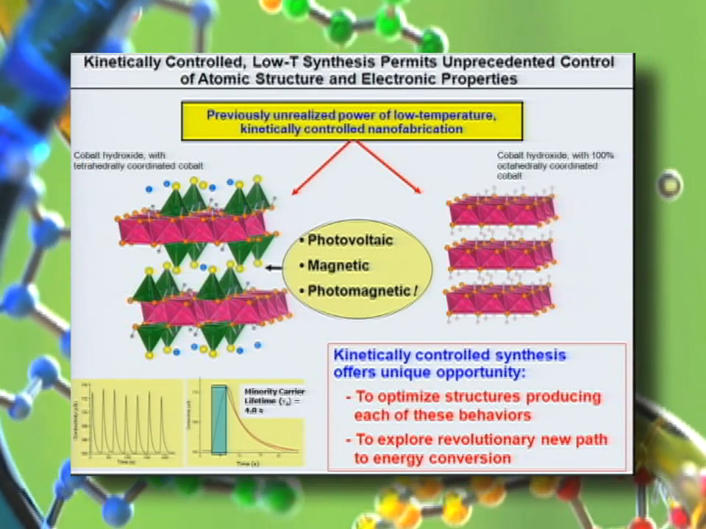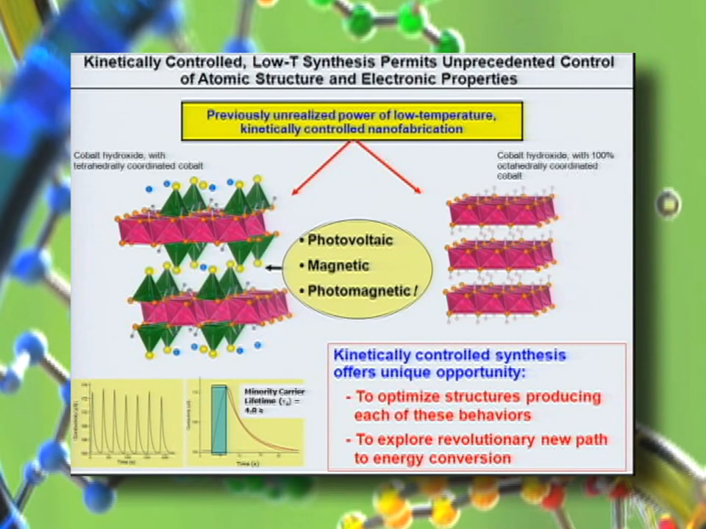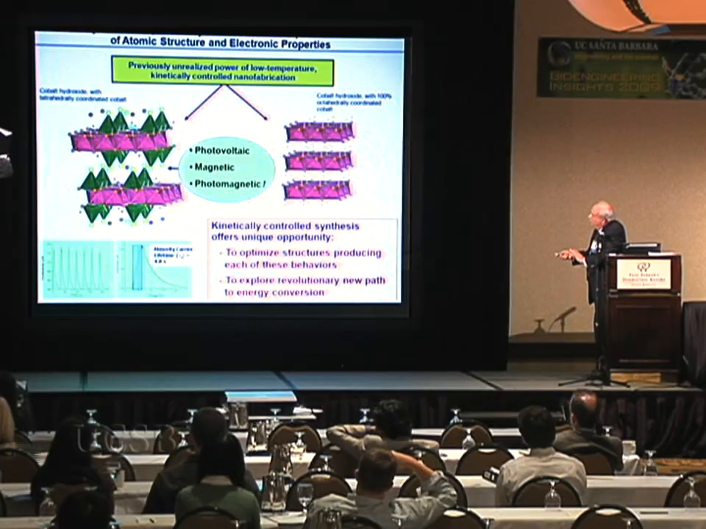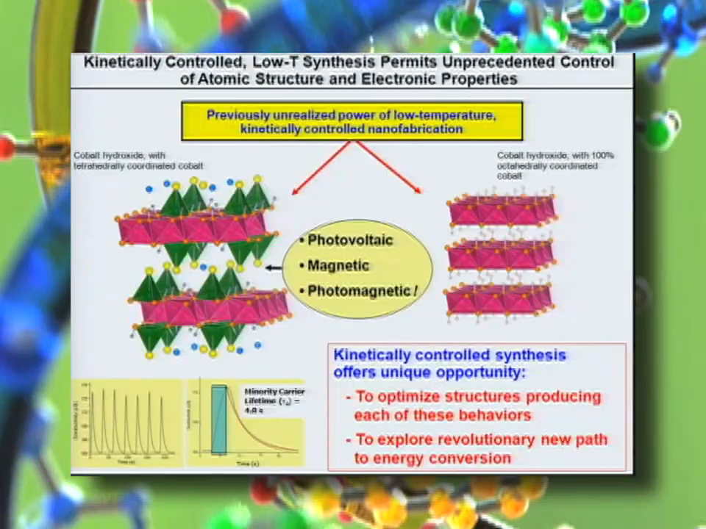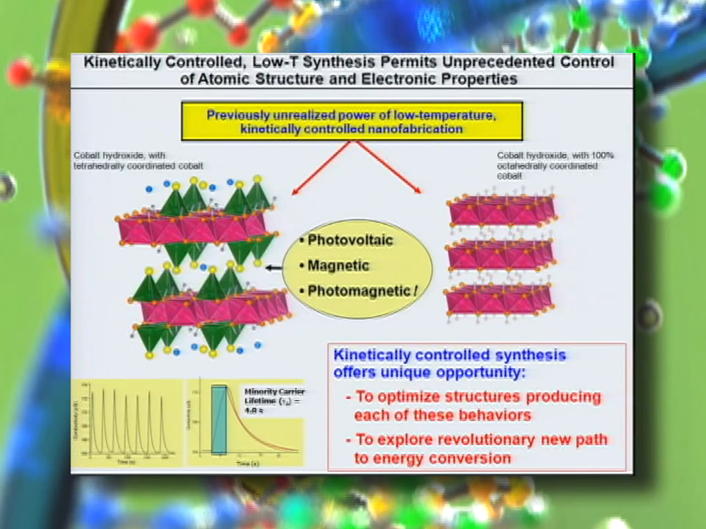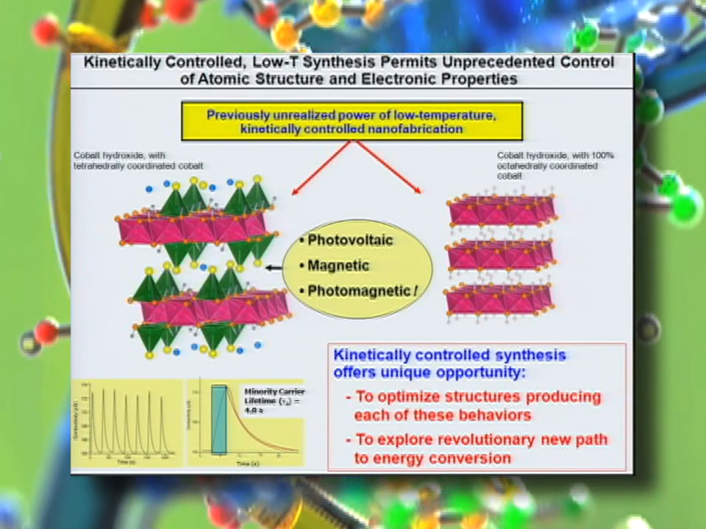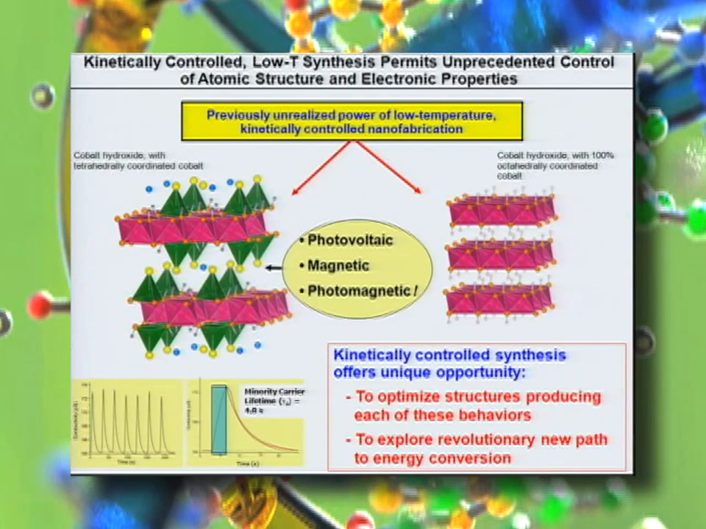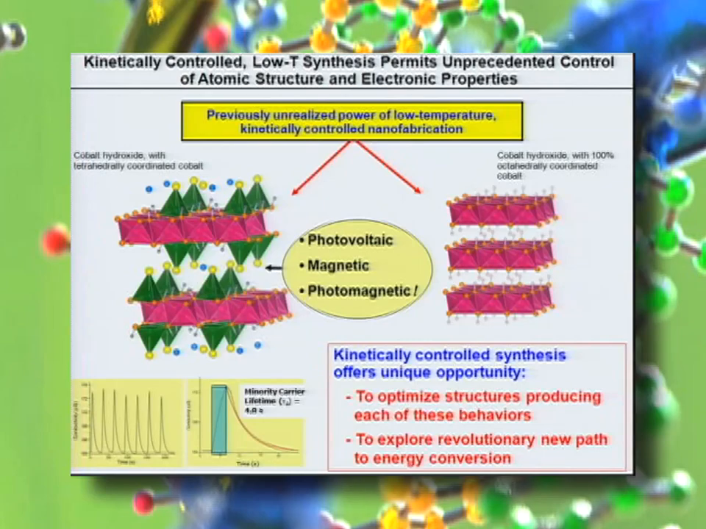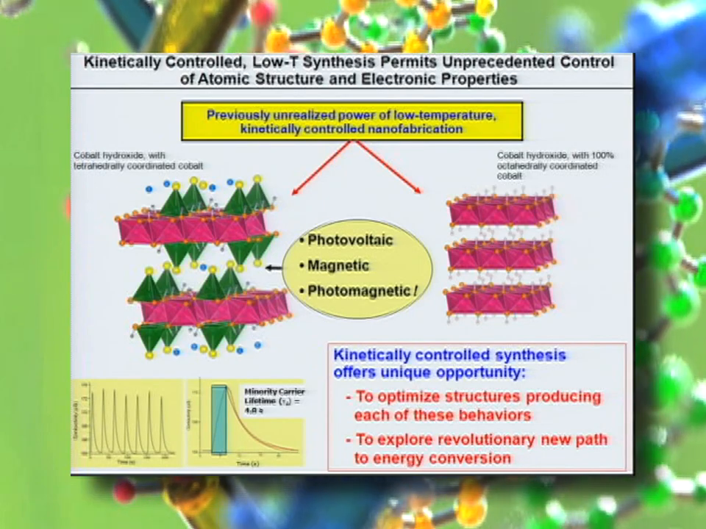So in this case, James Nielsen and our group has used this method to control the proportion of tetrahedrally coordinated cobalt atoms in cobalt hydroxide thin films, such as I showed in that electron micrograph, ranging from the material which is 100% octahedral to about 40% tetrahedral. Interestingly, it is this material which is strongly absorbent in the visible light. It shows very strong photovoltaic activity, magnetic activity, and even photomagnetic activity.